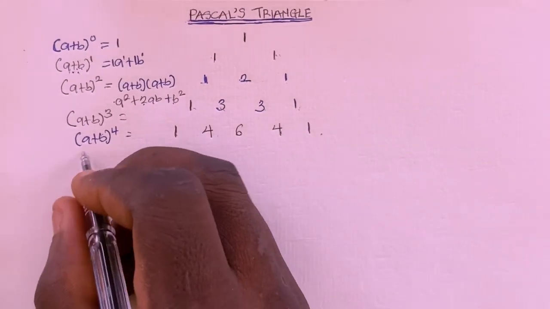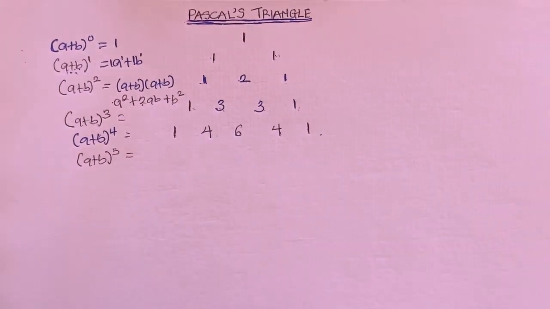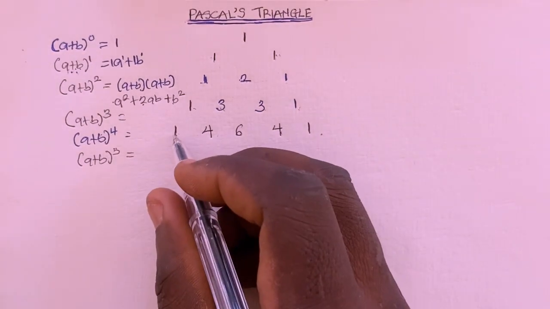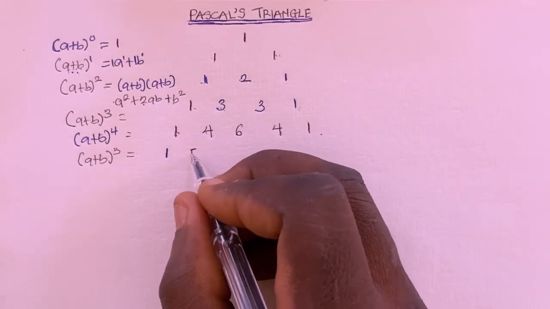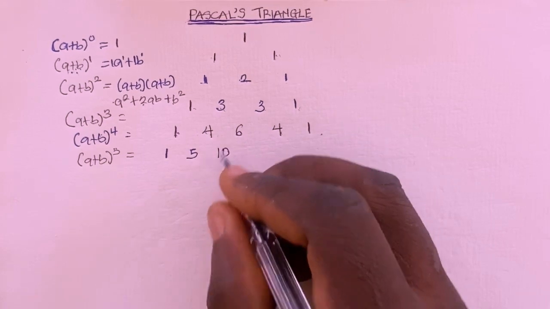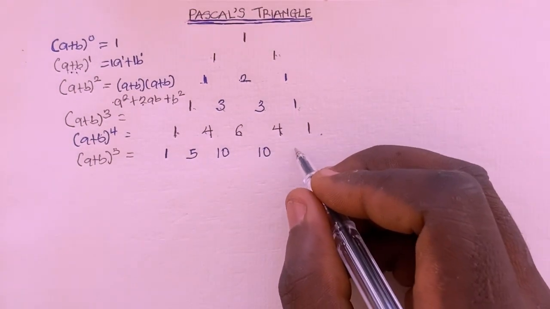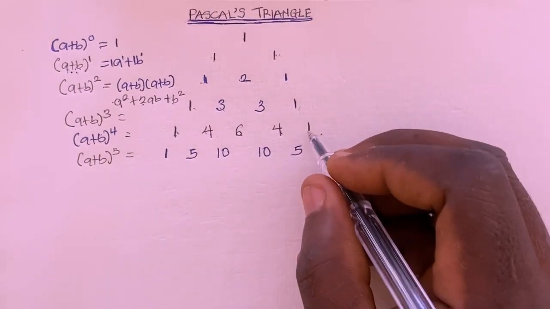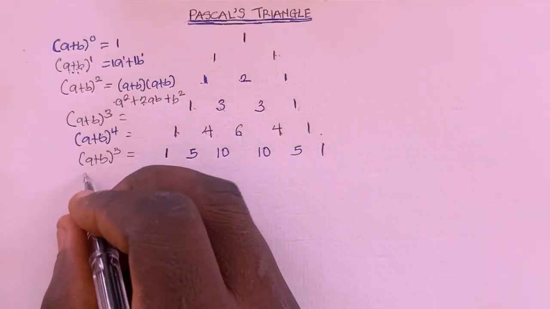Then let's say you are given (a + b) raised to power of 5. I'm going to bring this 1 down, followed by 1 plus 4, which is 5, followed by 4 plus 6, which gives me 10, then 6 plus 4, which is 10, then 4 plus 1, which is 5, followed by 1.